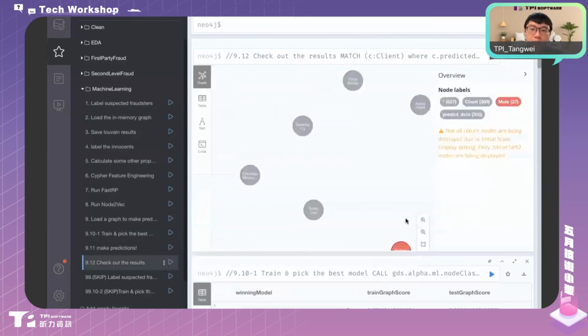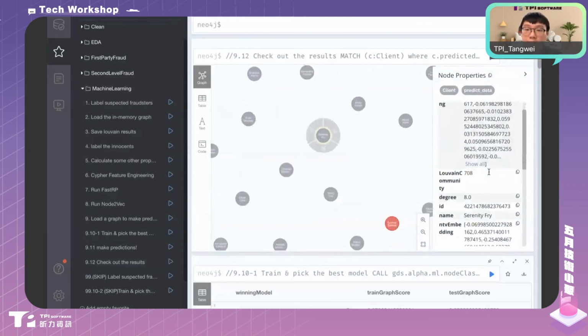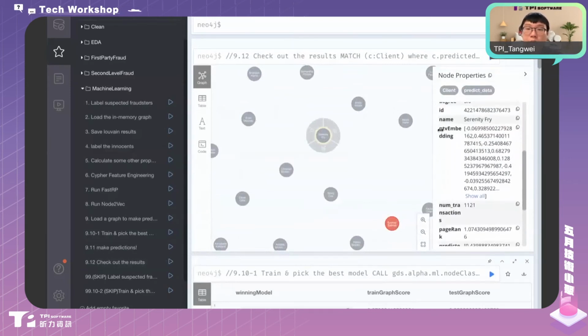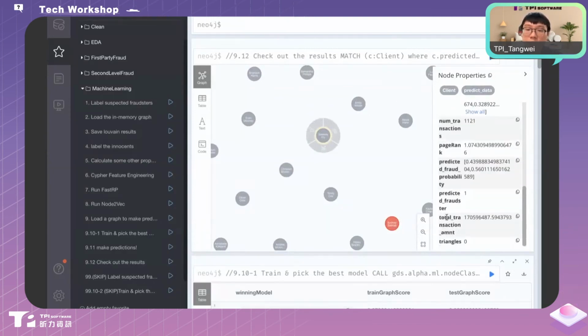So okay, here is our result. We can take one customer as an example. In this customer, we have the embedding feature, also the Louvain community, the degree, the node2vec embedding, and the PageRank. And then here we can see the score our prediction model gives. This is the predicted fraud probability, and we label this customer as a possible fraudster.